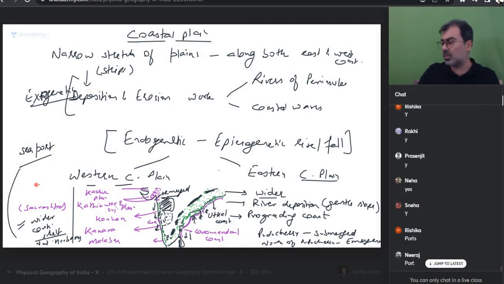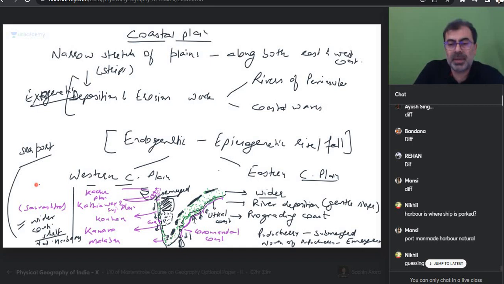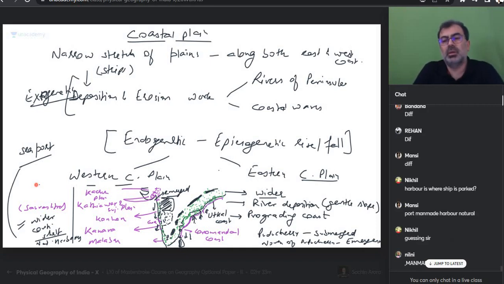So what's a harbor and what's a port? Are they different or are they the same? Harbor, port, are they different? They are different. So what's the difference between a harbor and a port? Quickly, everyone. Concepts? If you get the concepts clear, harbor is where ship is parked. Port is man-made, harbor is natural.